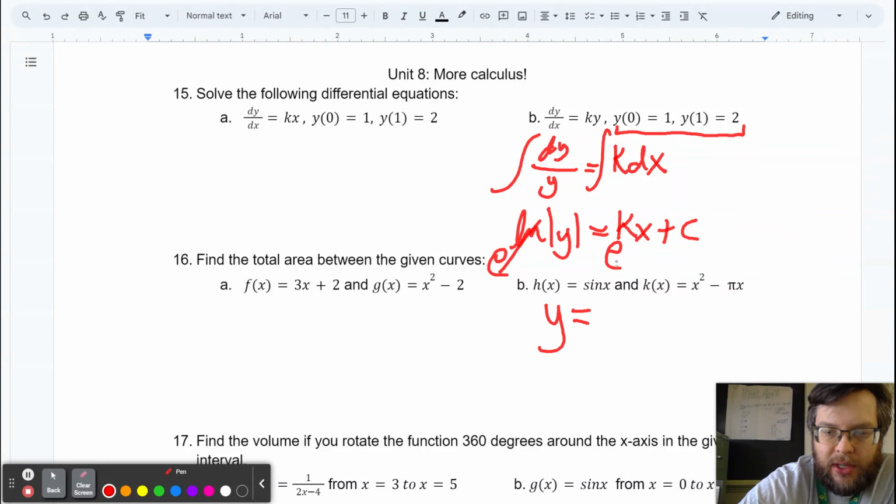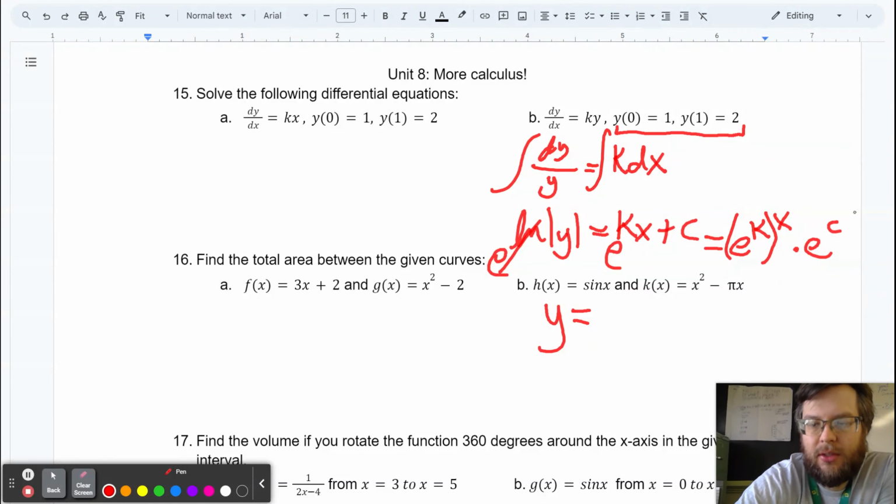I'm going to do a little trick here where we have e to the kx plus c. I'm going to rewrite that as e to the k to the x times e to the c. Just using two exponent laws right there. e to the kx can be written as a power to a power. And when you have addition up in the exponent, you can write that as multiplication between two different exponents.